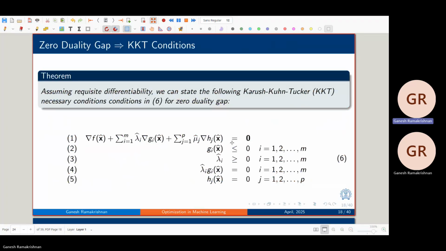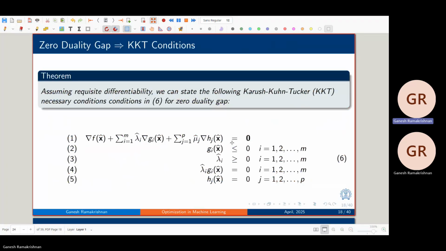This is exactly the set of Karush-Kuhn-Tucker optimality conditions. Please ask questions if you have any.